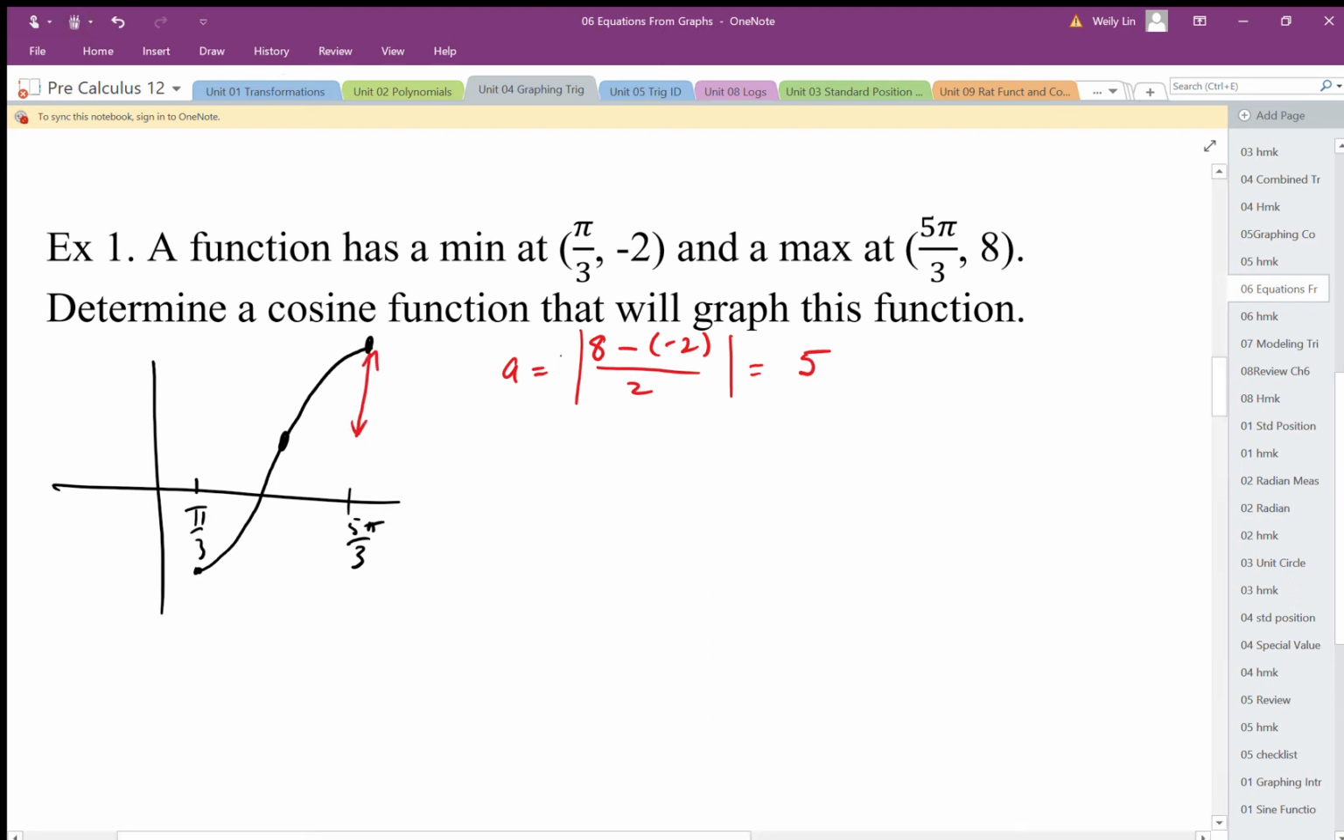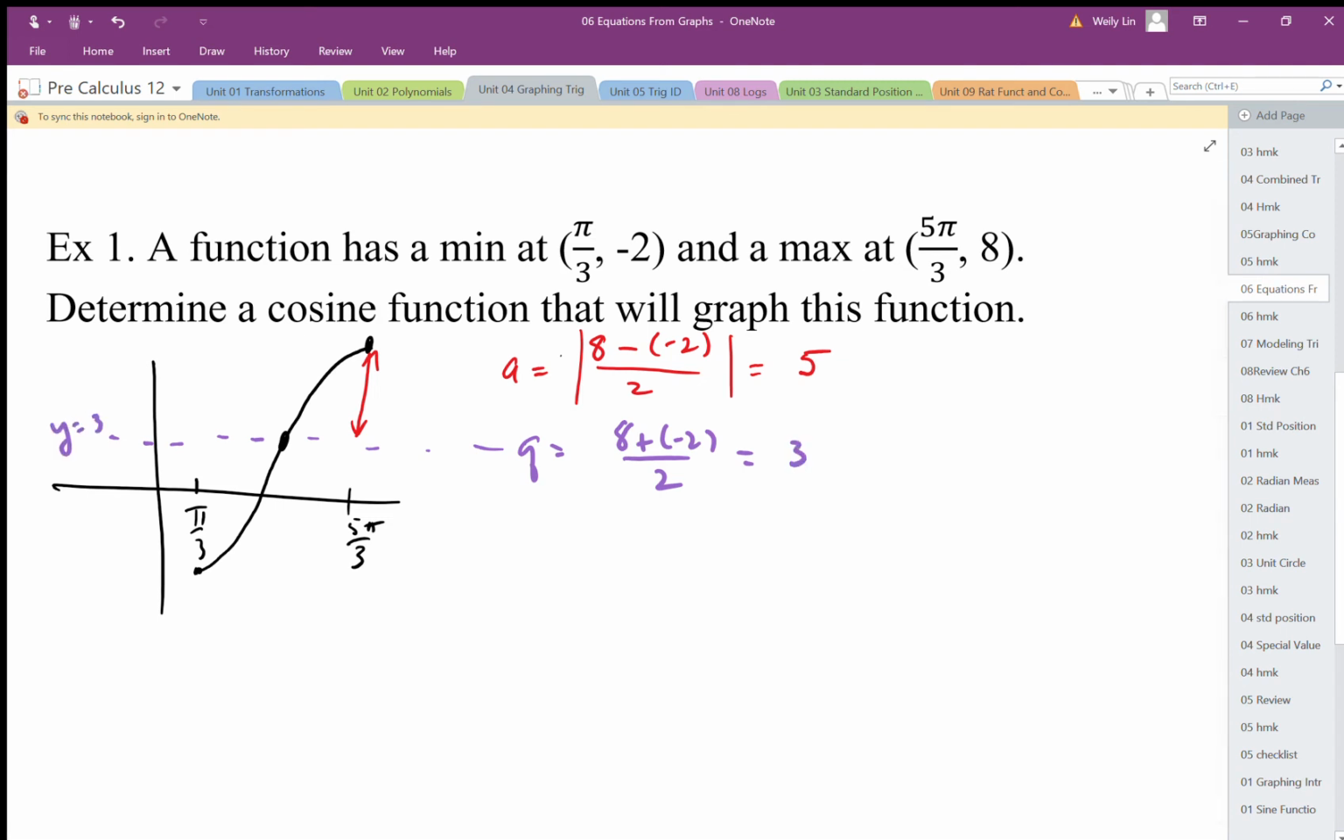We'll find the middle. We want to find that vertical middle, which is our Q value. Our Q value is going to be the average of those 2 points. So we're going to end up with a Q value of y equals 3.